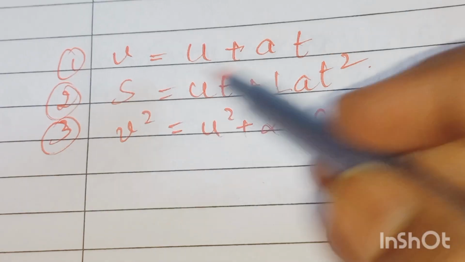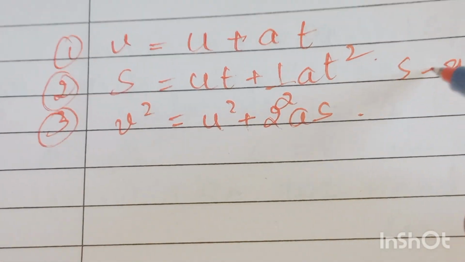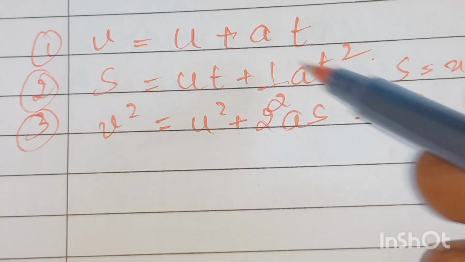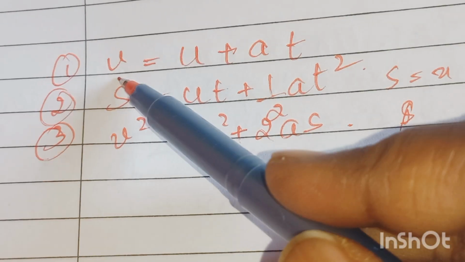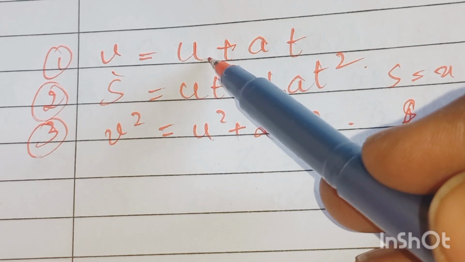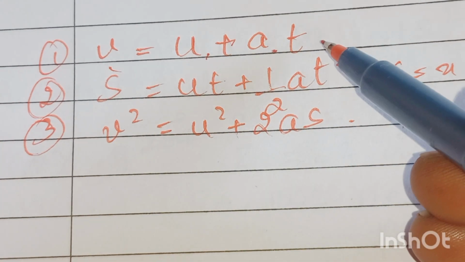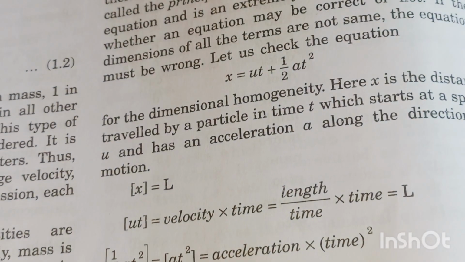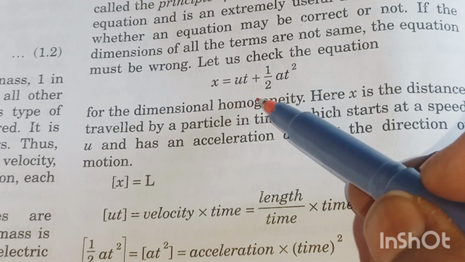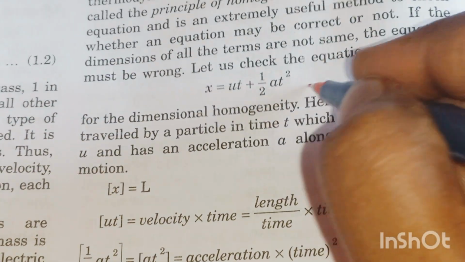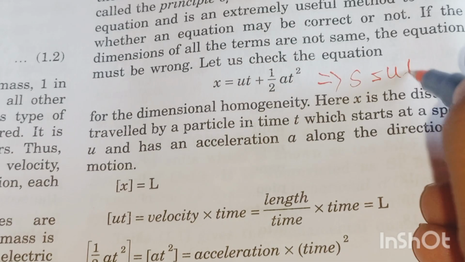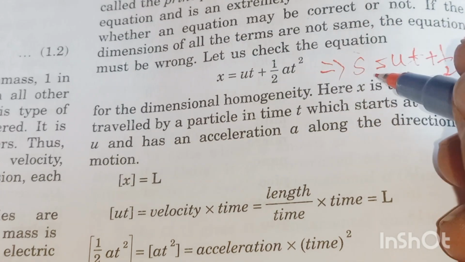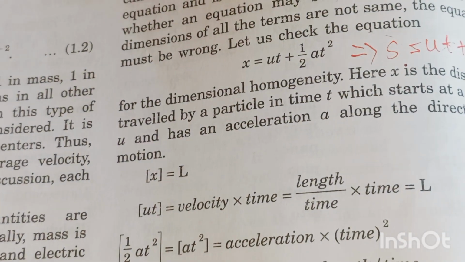So here S we can write as X also, right? And V is the final velocity, U is the initial velocity, A is the acceleration, T is the time. Now first of all we will take X equal to UT plus half AT square, that is, I have written here S is equal to UT plus half AT square. So in place of S we will take X.